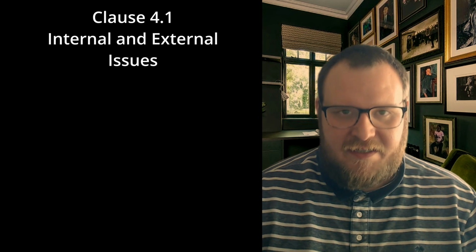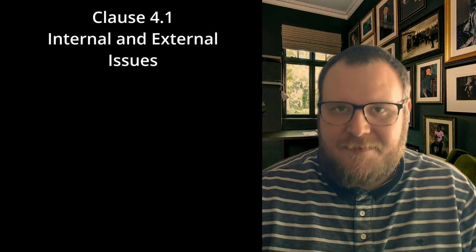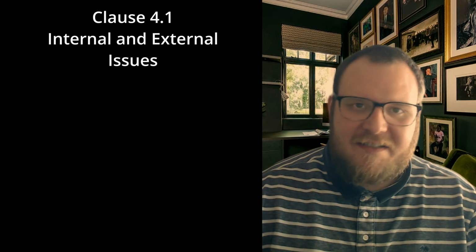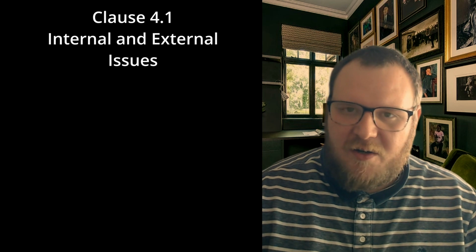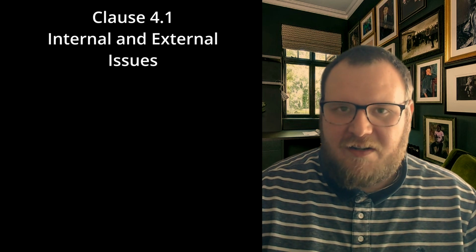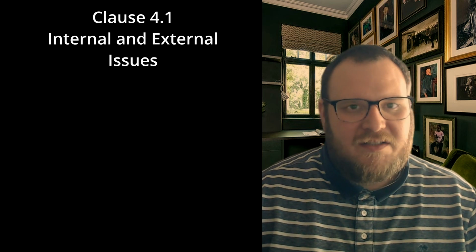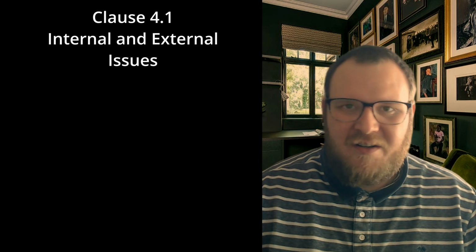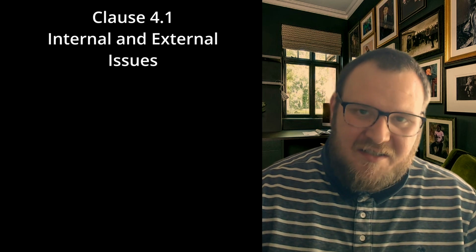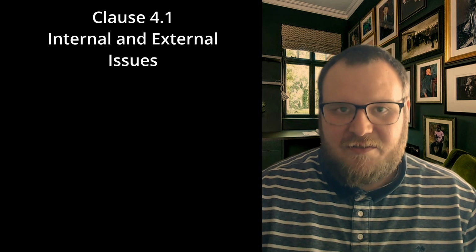Now let's start with Clause 4.1. You need to identify your internal and external issues that could impact your management system's intended results. Some examples of internal issues could be your culture, your capabilities, or even your organizational structure, while some external issues could be legal, political, or economic conditions, industry trends, or even technological changes.